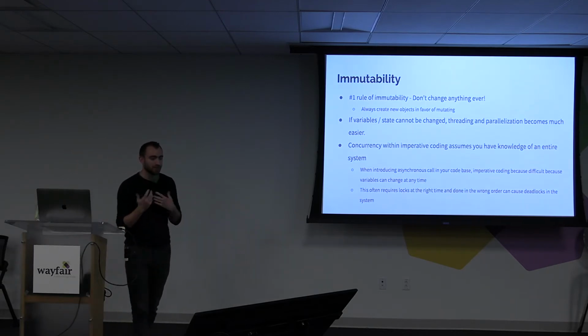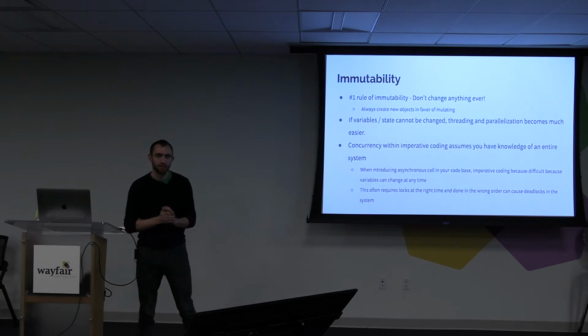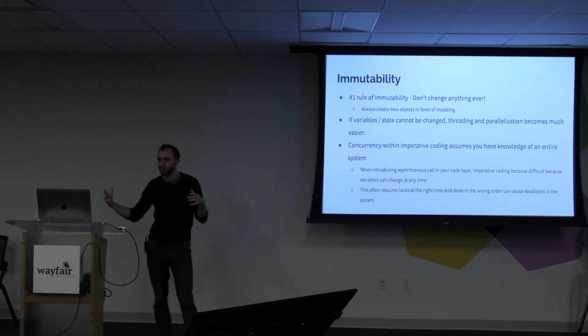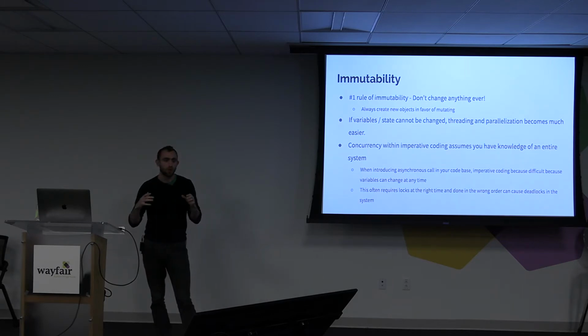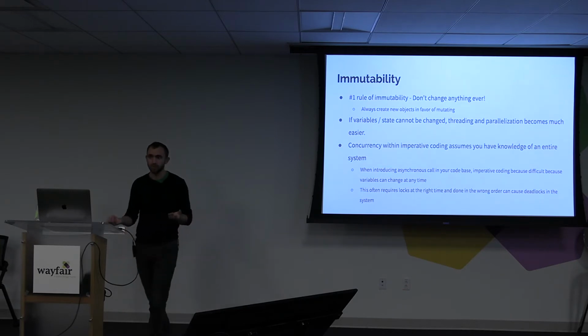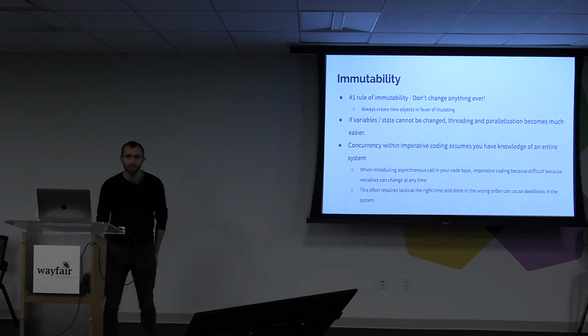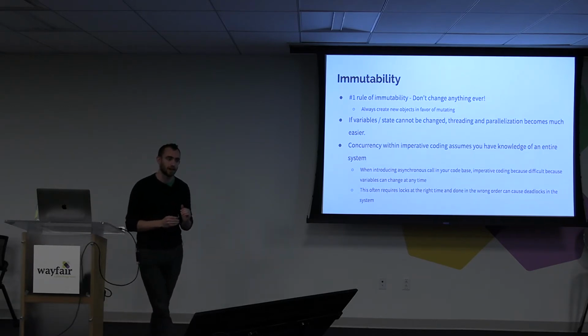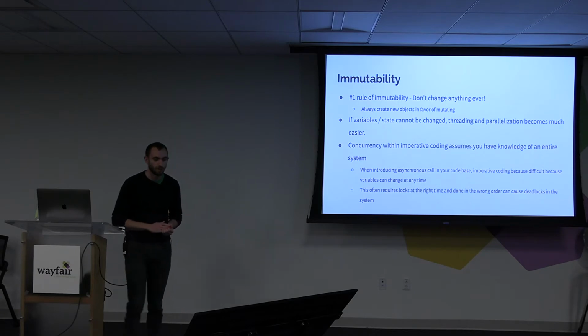So concurrency within imperative programming assumes that you have this higher knowledge of the entire system. It assumes that you know every place that a variable is going to get changed. You know when you run this function, all the trickle effects that are going to happen. And we're humans. We can't possibly know, especially in some of these bigger systems and older apps, every single small little side effect that's going to happen. And this is where functional programming can really benefit.